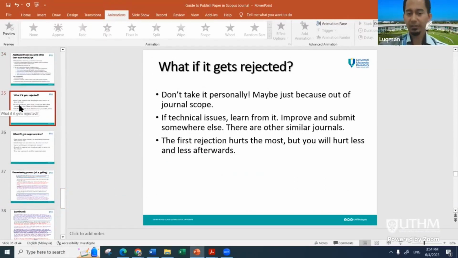If it gets rejected, again, don't take it personally. I get rejected a lot, much more than I get accepted. So you learn from there. Don't feel down. Maybe it's just because the general scope doesn't fit. If it's technical issues, then you can learn from it. The first reaction always hurts the most. You feel, oh, how painful. But once you get used to it, okay, rejected, go to the next one.